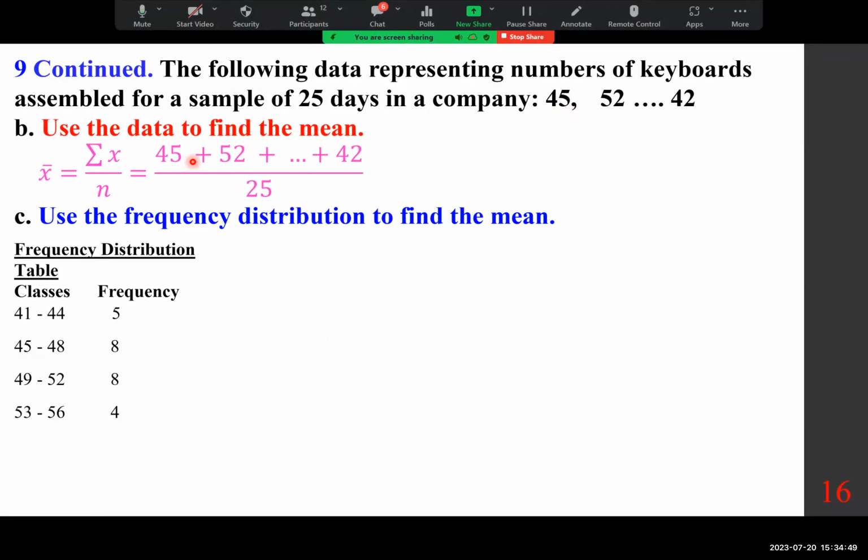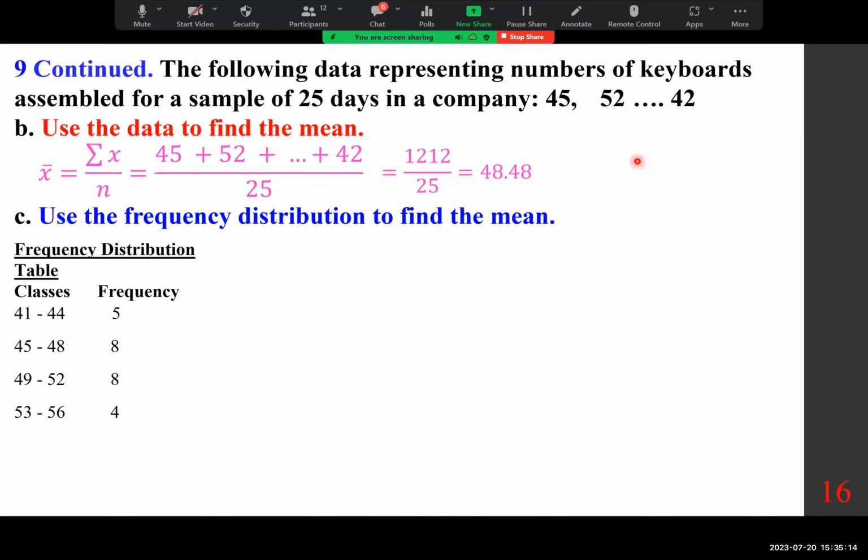45 plus 52, the very first number was 45, and then it was 52, and then it was 48, and all the way to the last one, which was 42, or use the ordered one. It doesn't matter. Divide by however many. There were 25 days, 25 pieces of data, and we get 48.48. So it's very easy to calculate. Add up all the values, divide by the size, you have the answer, you're done.